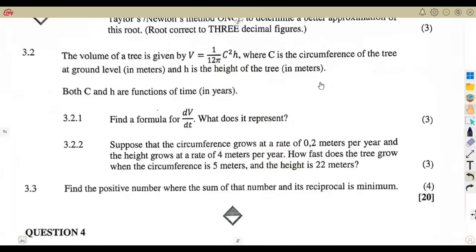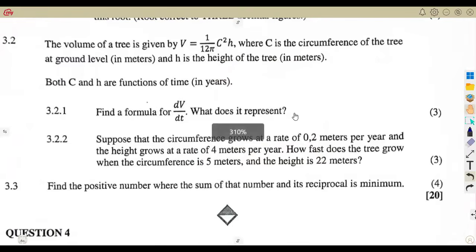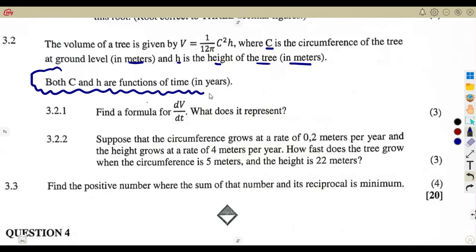3.2, we are given the volume of a tree is given by this formula where C is the circumference of the circle at ground level in meters. So C is the circumference in meters. H is the height of the tree in meters. Both C and H are functions of time in years. They are functions of time, meaning to say this C that we are given is written in terms of t.